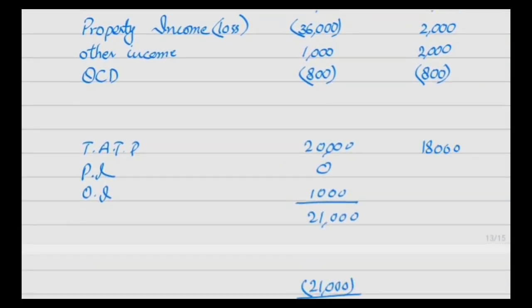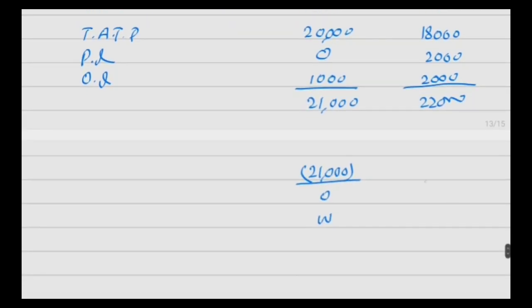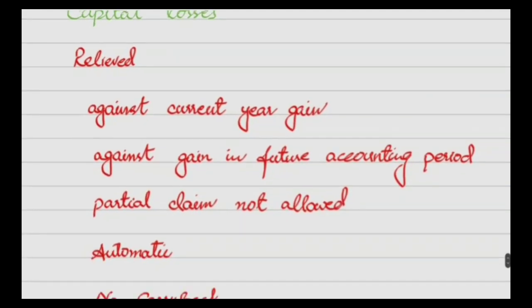In the next year you have 18,000 of total tax adjusted trading profit, 2,000 of property income, 2,000 of other income. So this is total 22,000. And out of 36,000 you have set up a loss of 21,000. Remaining 15,000 of loss can be set up there. So remaining profit after setting off loss is 7,000, and you can utilize here your QCD. So that is how it will be recorded.